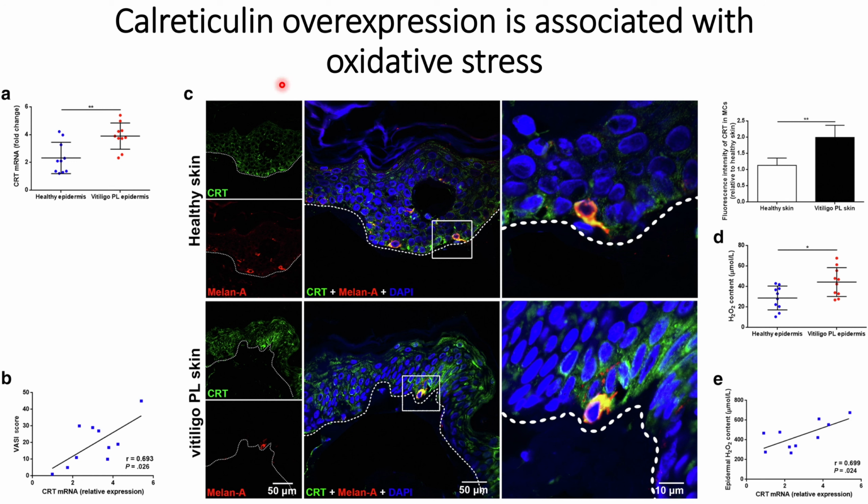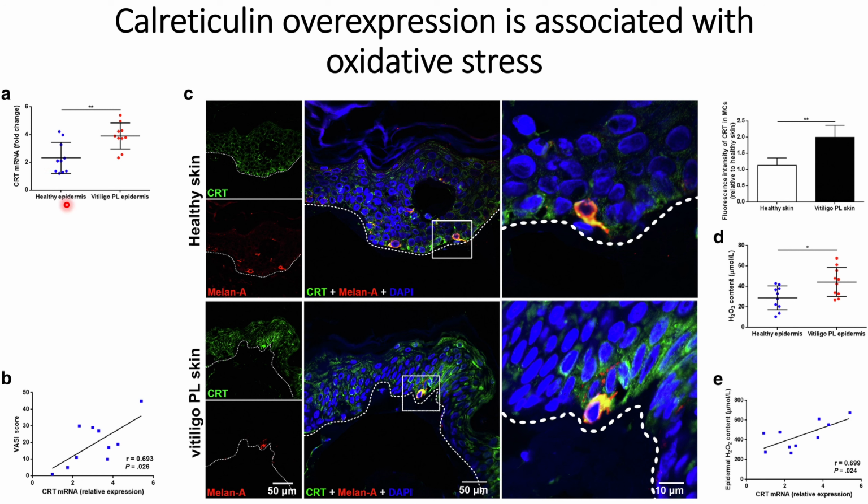The good thing about this experiment is that they did it directly on human patient skin samples. First they checked the calreticulin expression in the healthy epidermis and the vitiligo PL epidermis. These are the PCR results where they quantified the mRNA of calreticulin, and they found that calreticulin expression in vitiligo is statistically significant compared to the calreticulin mRNA expressed in the healthy epidermis.